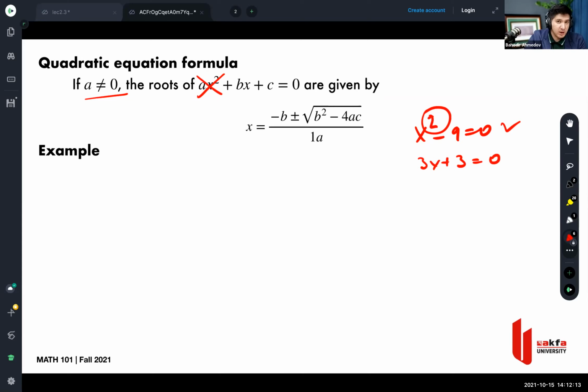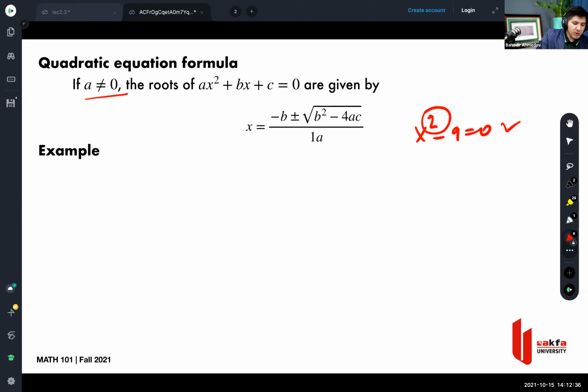It's going to be a linear equation, okay? Because there is no term with x squared. This equation is called quadratic because of this x squared, okay? And if there is no x squared, then obviously it's not going to be called a quadratic equation. So that is why a cannot be equal to 0. If a is equal to 0, then it's a completely different story, okay?